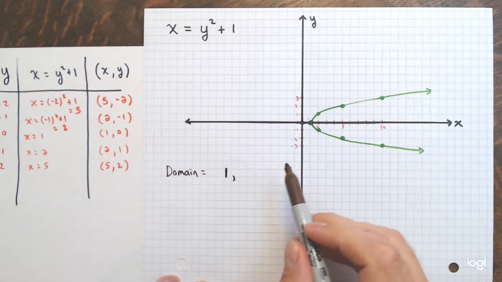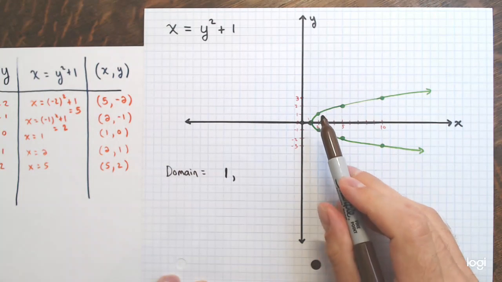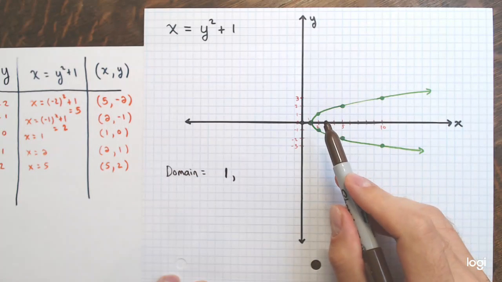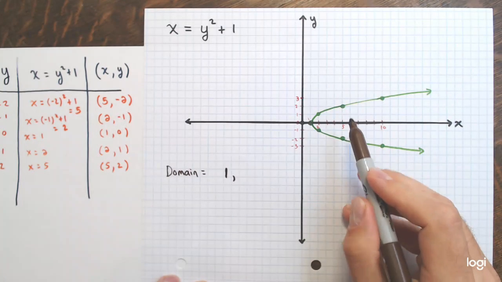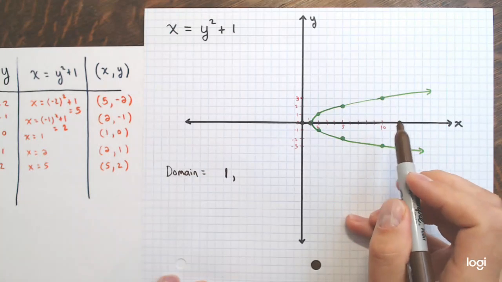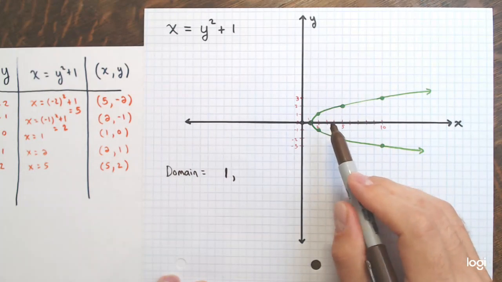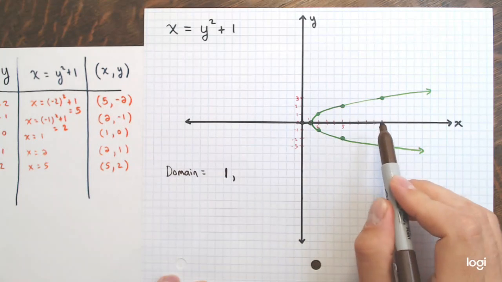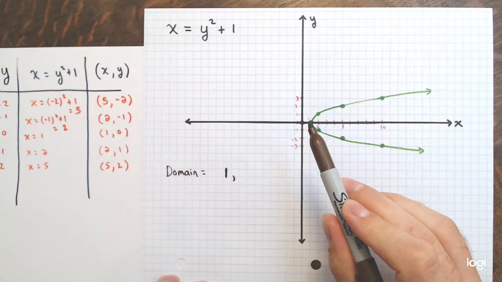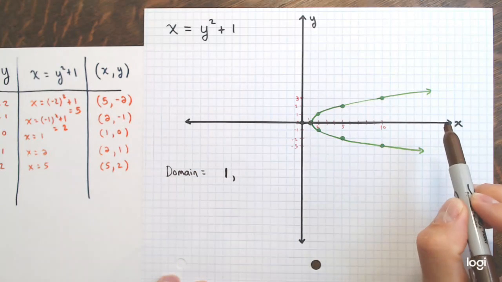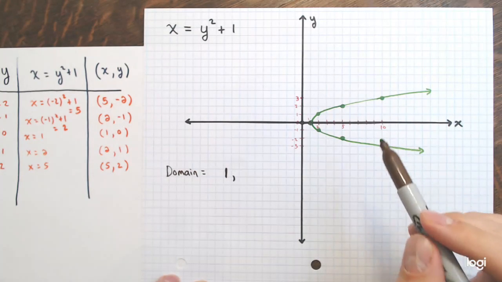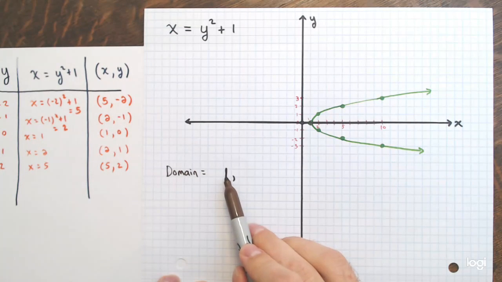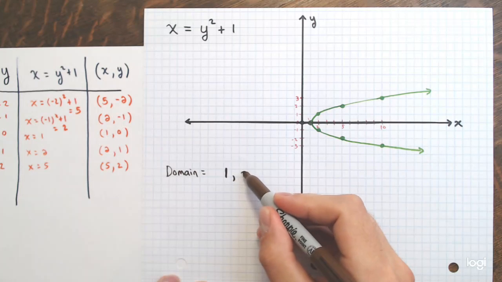So I put 1 comma, and then 2 is in the domain, right? It's an x-coordinate for these points. 5 is, 10 is, 3 is, 4 is, 6 is, 7, 8, 9, 2.5, 3.5, everything in between. Hopefully you can see that everything from 1 onward, every x value 1 and greater than 1 is part of the domain for this relation. So that would be from 1 to infinity.